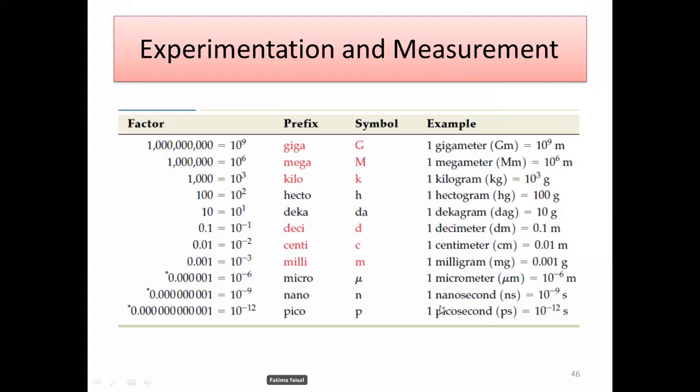This is written over here. And this giga is representing exponent 9, and similarly 1 milli means exponent minus 3. You can represent it as exponent minus 3 or 0.001.